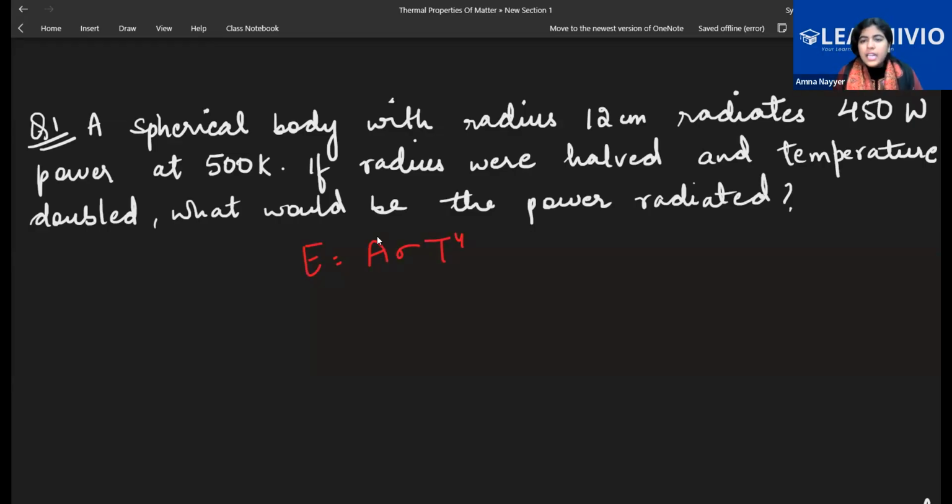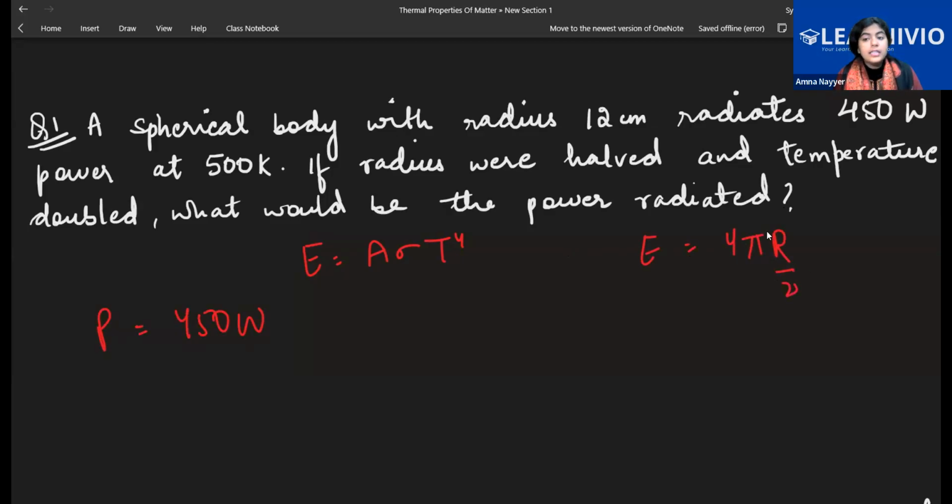Now see, if the radius is half, how much power has been generated? 450 watts. See, original power that you have is 450 watt. Now, when the radius has been halved, okay, so this will be energy. This will be 4 pi r square, as a spherical body is there.